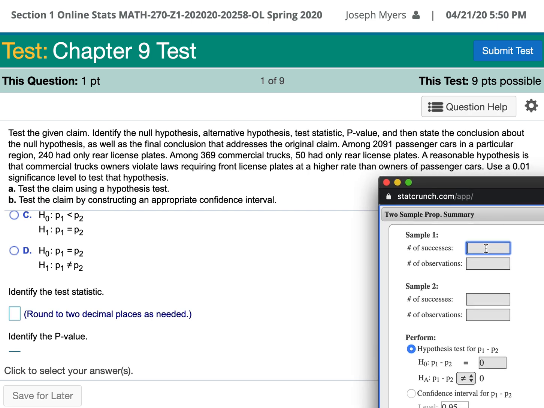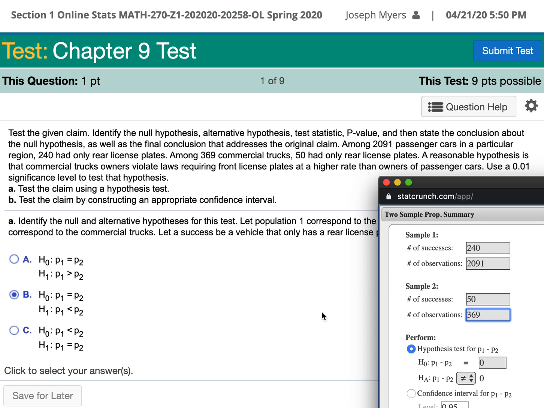in sample 1, which is the passenger cars, there are 240 that only had rear license plates. And that's out of 2,091. And then among the trucks, there's 50 that only had rear license plates out of 369. So remember, passenger cars is sample 1 according to the problem. So that goes first.